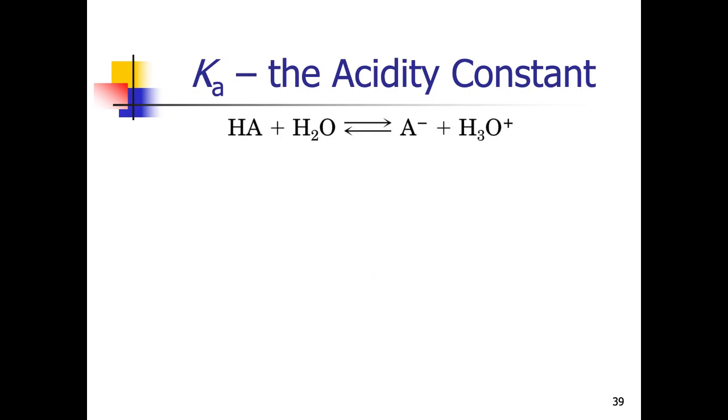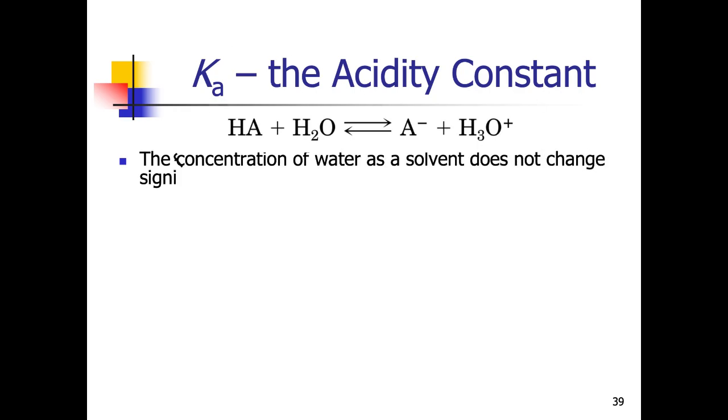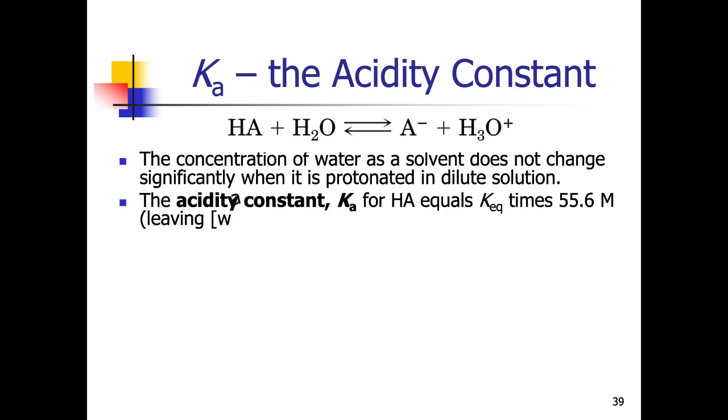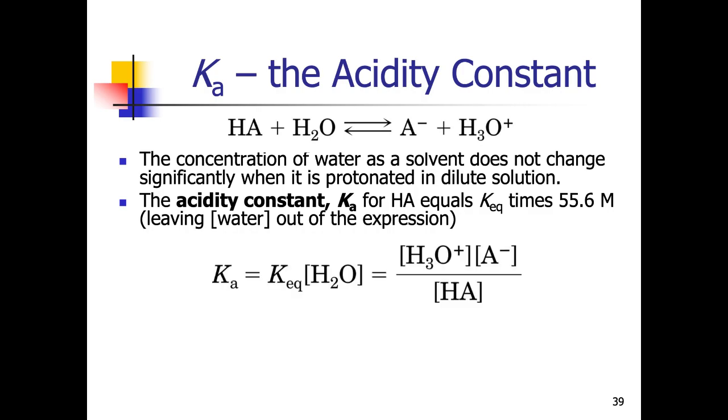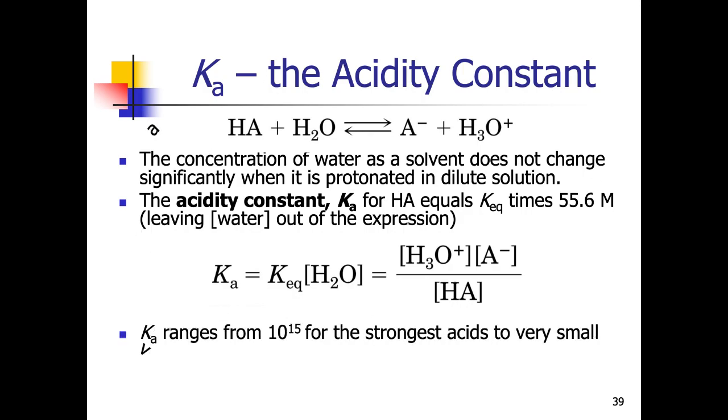The concentration of water as a solvent does not change significantly when it is protonated in dilute solution. The acidity constant, Ka for HA, equals Keq times 55.6 M, leaving water out of the expression. Ka ranges from 10 to the power 15 for the strongest acids, to very small values, 10 to the power -60, for the weakest.